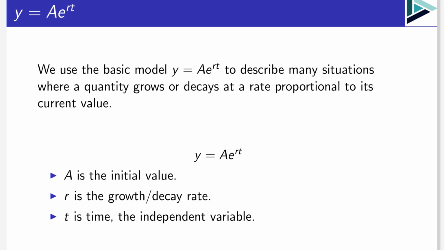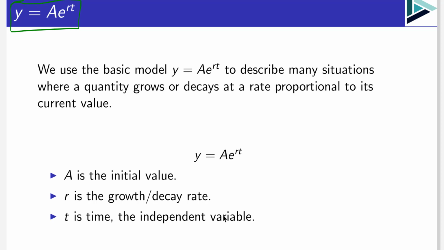So now we look at how to create functions to model real-world situations using this exponential function idea. Our basic model for the exponential function we're going to use is y equals ae to the rt. You're going to see a lot of this in this video. We use the basic model y equals ae to the rt to describe many situations where a quantity grows or decays at a rate proportional to its current value. And we've already talked about this. This means that the bigger it is, the faster it grows, or if it's decaying, the smaller the value is, the slower it decays.